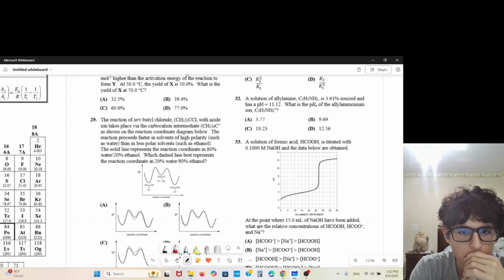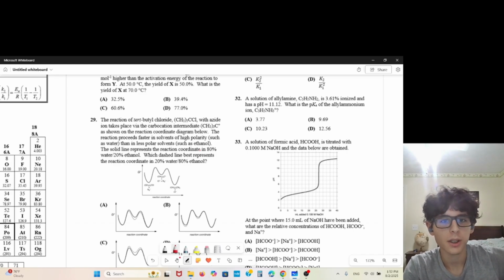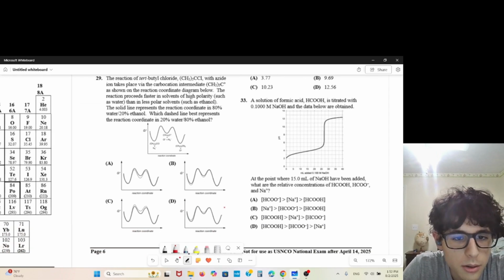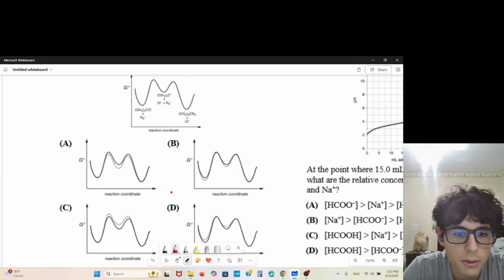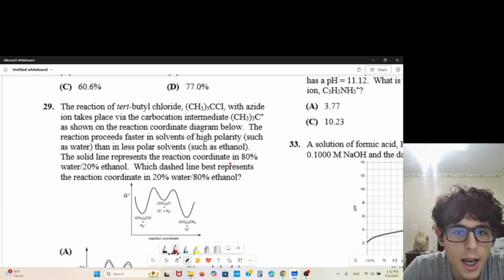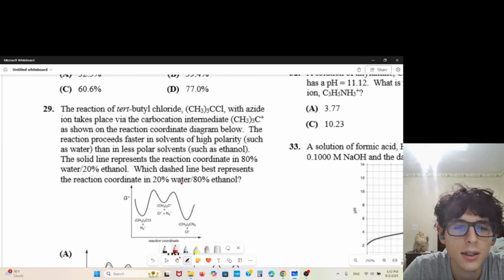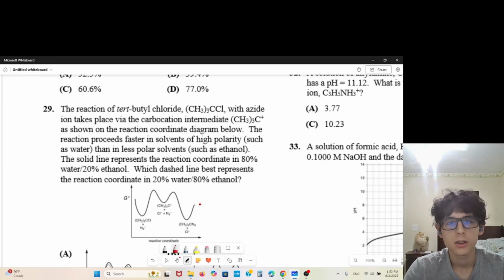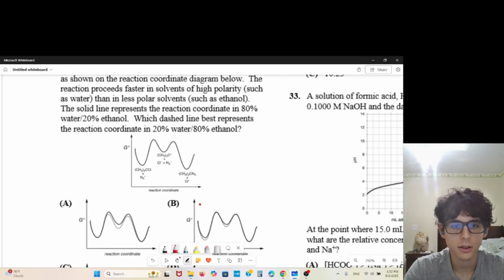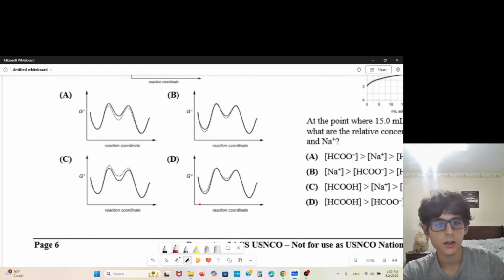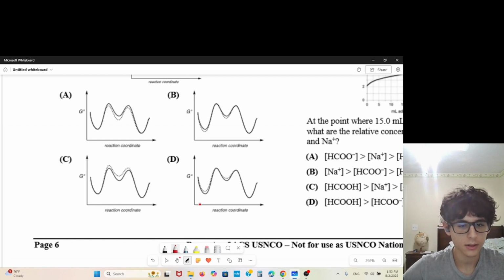Solid line represents a reaction in 80% water, 20% ethanol, and the dashed line 20% water, 80% ethanol. So there's less of the polar solvent, so it's going to be slower. So you're going to have a higher activation energy. So let's look for the one that has a higher activation energy. The dashed line, right? Wait a second. Faster in solvents of high polarity. So it's going to be slower. So basically, think about this.